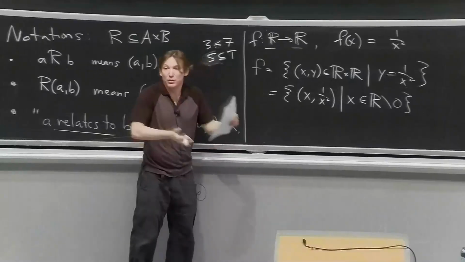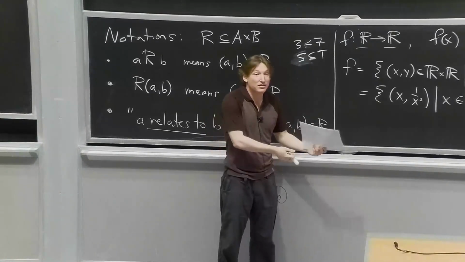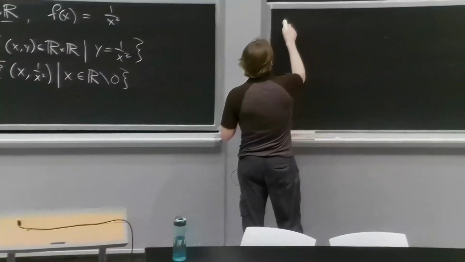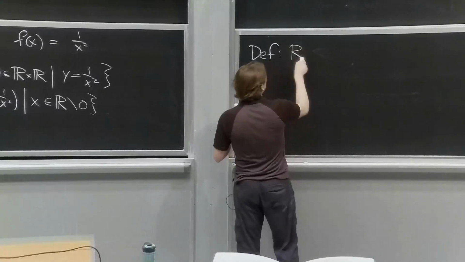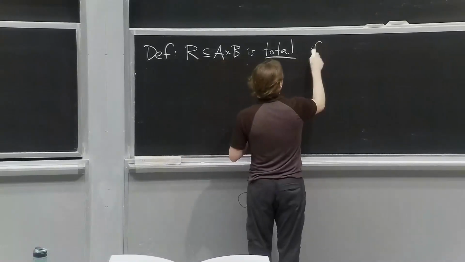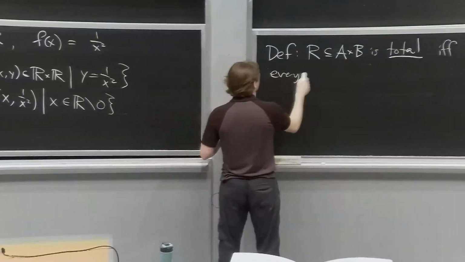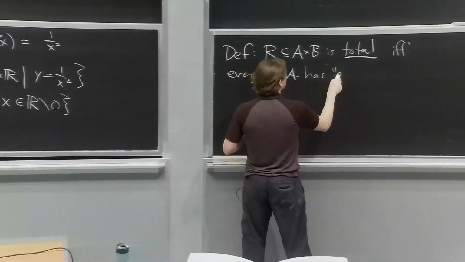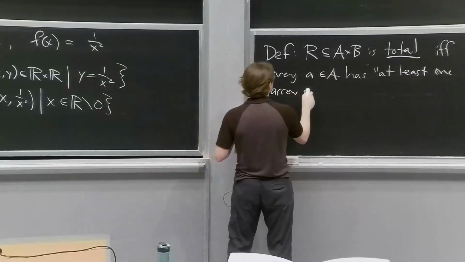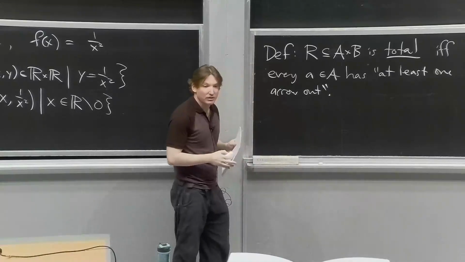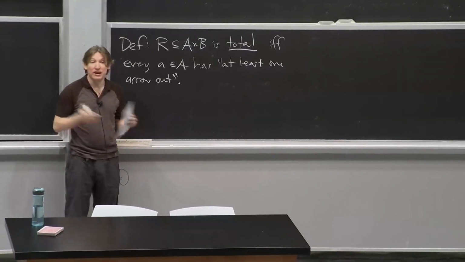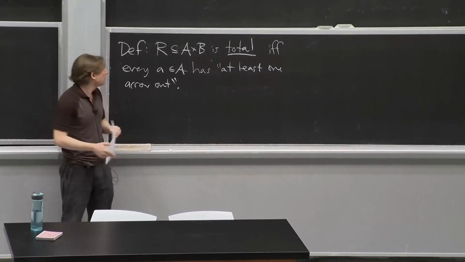F says each input has at most one output, and it just so happens that the input 0 has no outputs, which is fine. Sometimes you do want every input to have an output, so we have a different term for that. We'll say that a relation is total if and only if every a in A has at least one arrow out. In other words, for every a on the left side, there's at least one b on the right side that it relates to. Everything on the left has some arrow going out, possibly multiple. That's what we call total.